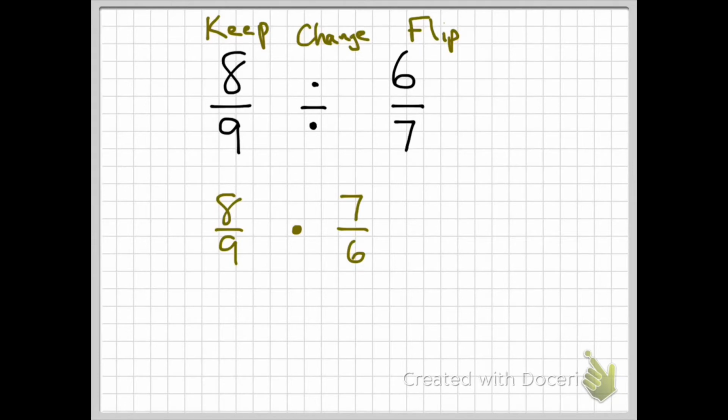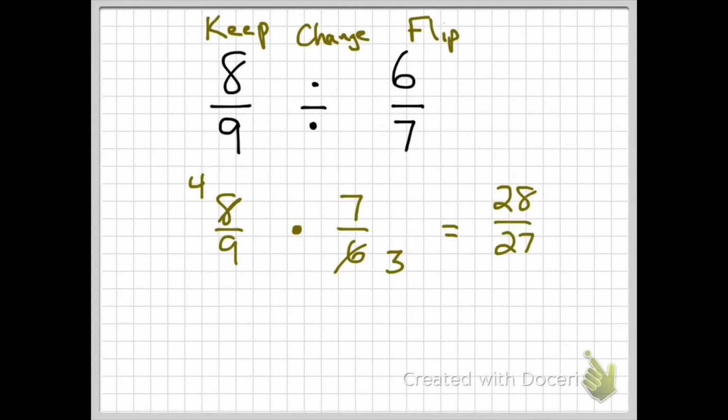Then we revert back to what we did for multiplication of fractions. We see if we can cross cancel. Well, we know that 2 can go into 6 and 8. It goes into 6 3 times. It goes into 8 4 times. Look again to see if you can cross cancel anywhere. It doesn't look like we can. So 4 times 7 is 28. 9 times 3 is 27.